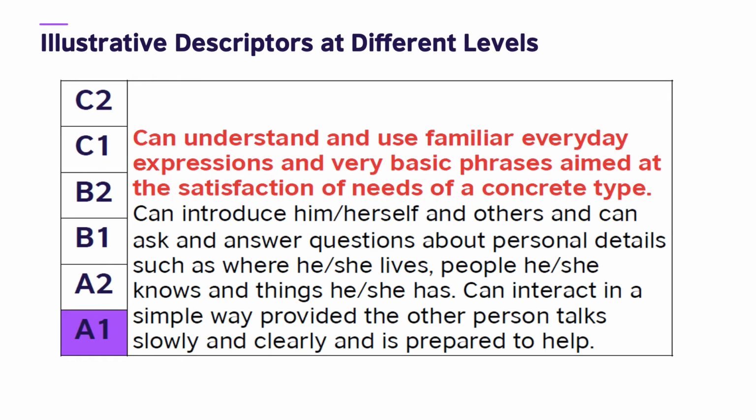This is the global scale for A1. We have highlighted a section of the text in red. As you can see, it uses adjectives such as familiar, basic, and concrete. Later, we will look at how this translates into features such as task design and item specification.